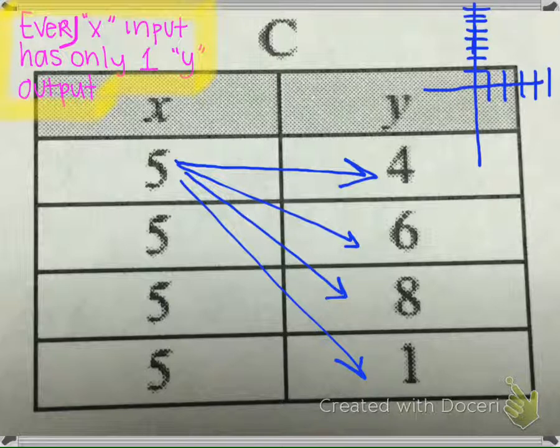If I were to draw a picture of this, I would go to 1, 2, 3, 4, x is 5, it would have a point at 4, it would have a point at 6, and 8, and 1. So if I drew a picture of this and I used the vertical line test, a vertical line would touch it at 4 different points here. So it is not a function, so no.